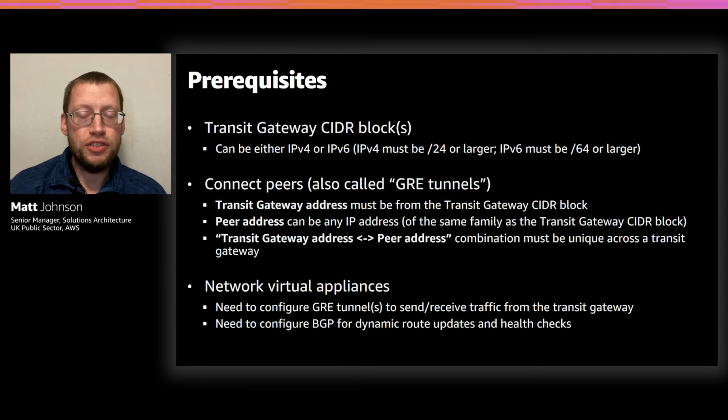So the final piece is the network virtual appliance. So this is the virtual appliance, the EC2 appliance that will configure and establish the GRE tunnel from itself into the transit gateway. And we'll also configure and exchange the BGP routing information so it can share routes with the transit gateway.